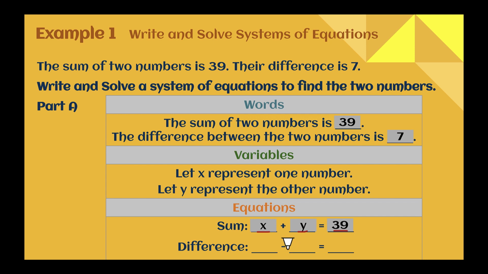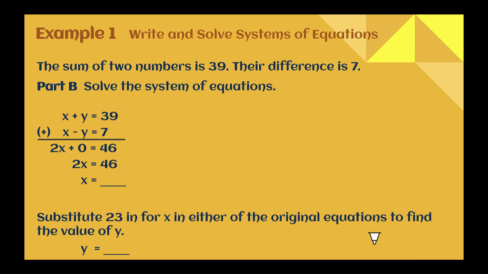Difference means subtract. So if we find the difference between them, we subtract the 2 numbers, and that difference was 7. So these are our 2 equations that we're going to use to figure out the 2 numbers. Once we have our equations, let's use any of the 3 methods to solve our system of equations. So since they're both set up with something X and something Y equals a number, let's use elimination. So we're going to add the 2 equations together. So X plus X gives us 2X.